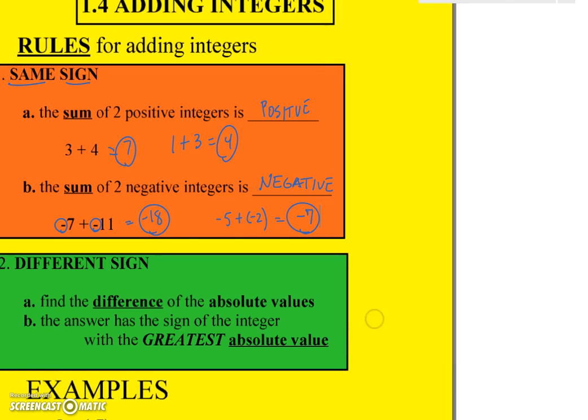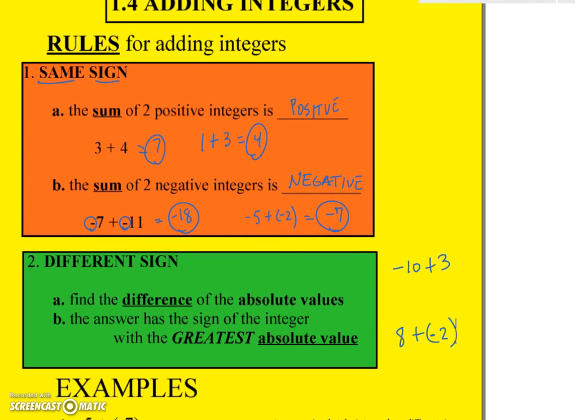And what I mean by different signs is this. If you're going to say negative 10 plus 3, that's a negative and a positive. Or if you're going to say 8 plus negative 2, they're different signs, positive and a negative. Now the official rule would say find the difference of the absolute values. The answer has the sign of the integer with the greatest absolute value.